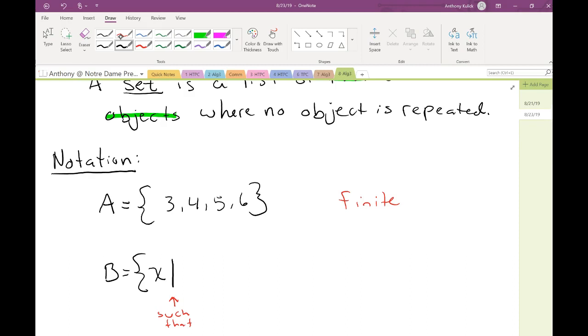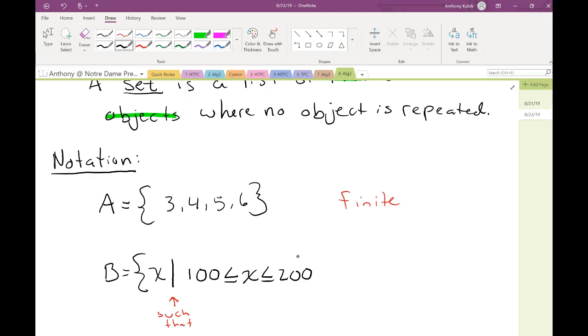And then we're going to have a rule that describes what the things in this set look like. In this case, I'm going to use an inequality. So this is a set of x's where that x is between 100 and 200. Everybody okay with that idea?